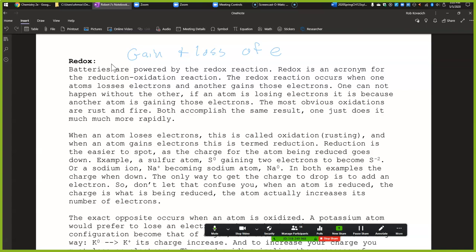When we're talking about batteries, we usually talk about the fact that this is happening with a metal. Could be between two metals, could be between a metal and an organic something or other, but it's about transferring of electrons. So this is reduction, and then this is oxidation.